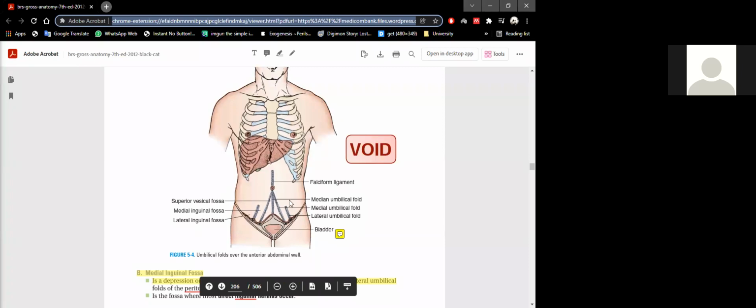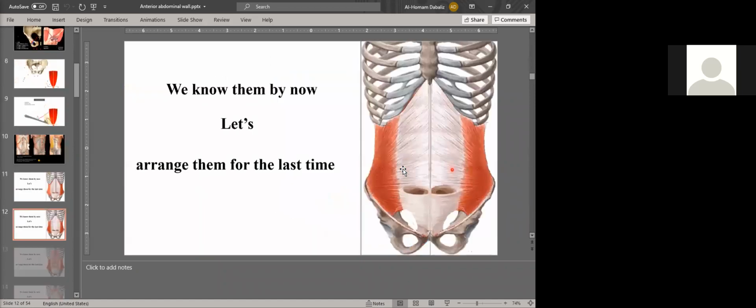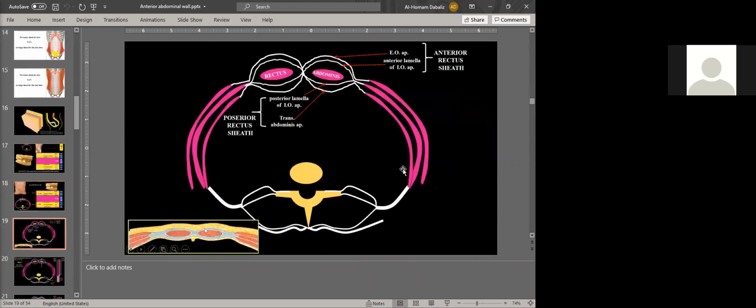Lastly, we have these two lateral umbilical folds. These ones will house what? They house, as he said here, the lateral umbilical fold will contain the deep inferior epigastric vessels. So it's epigastric, but going from below. And as you can see here, there's a good image that he drew here.